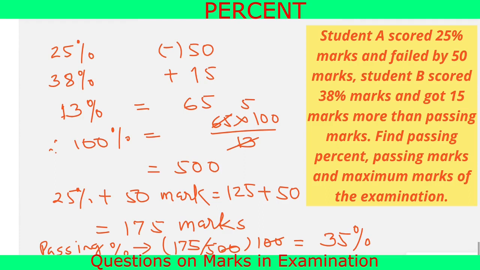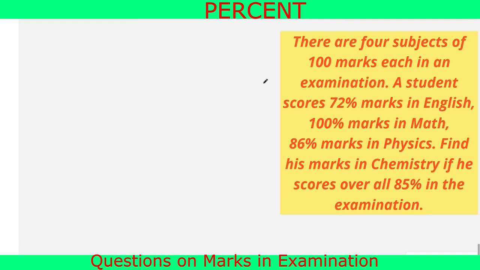And in finding the difference between the 2%, 38 minus 25 is 13%, and in terms of marks it is 65 marks. We have to take care of it like this. We go to next question.